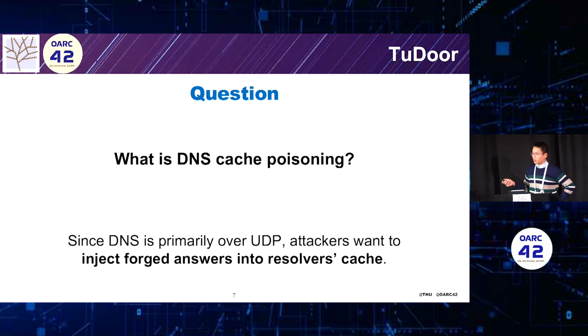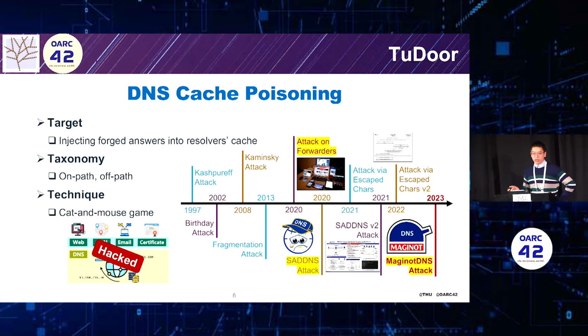So here comes our question: what is DNS cache poisoning? Since DNS is mainly over UDP, attackers want to forge or fake records into the resolver's cache, so that the resolvers will return the forged records. The history of DNS cache poisoning has many targets, namely resolvers, and includes on-path and off-path scenarios. The pattern is always that someone finds a technique to do the attack, and we find a way to do the mitigation, and then we find another attack. So back and forth again.